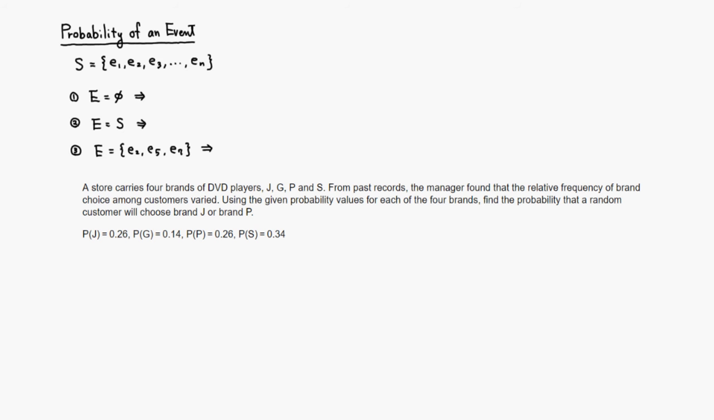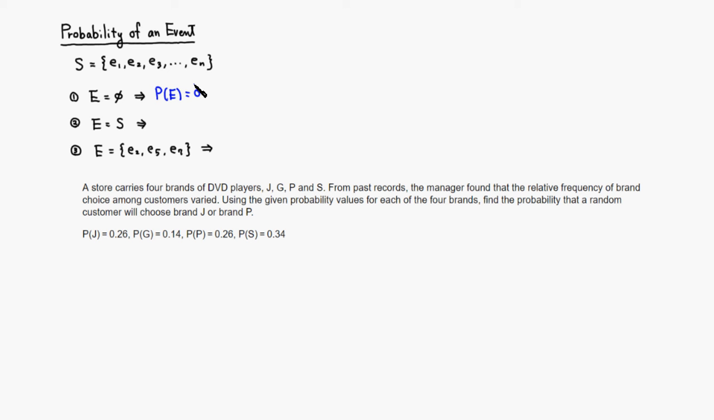All right, let's look at the probability of an event. Let's say you have a sample space with outcomes E1 through En. First case, if the event happens to be the empty set, then we know that, because something has to happen, nothing never happens. So the probability of event E is going to be 0.